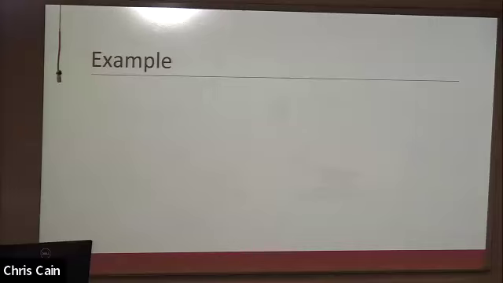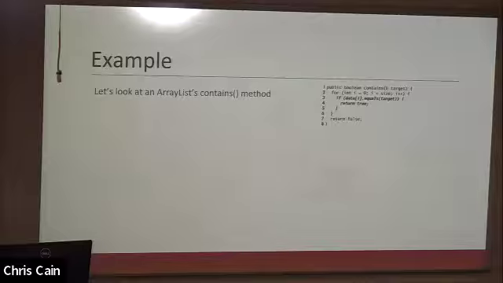All right, so we'll give you an example. Let's look at array list contains method. Here is an array list contains method. What is our best case scenario? What is true about the underlying data representation in this list if this contains method runs as quickly as possible?